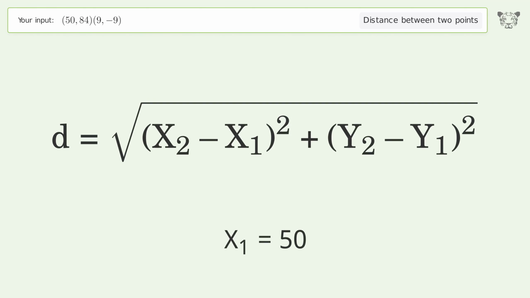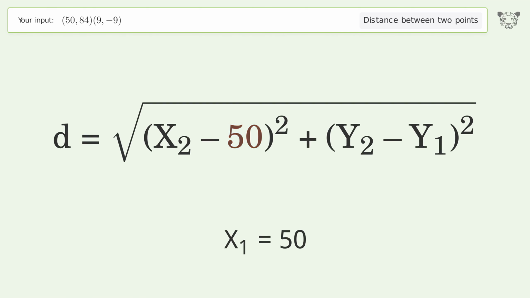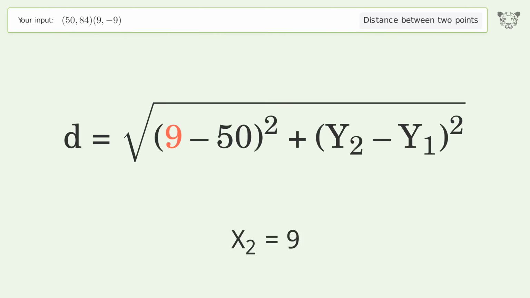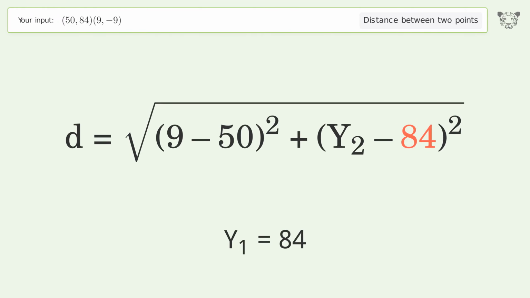x1 equals 50. x2 equals 9. y1 equals 84. y2 equals -9.